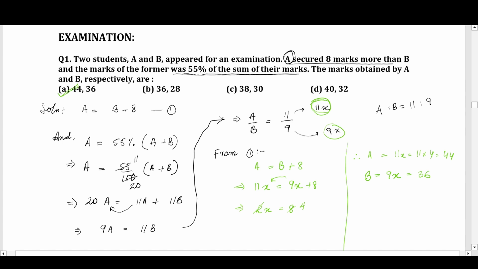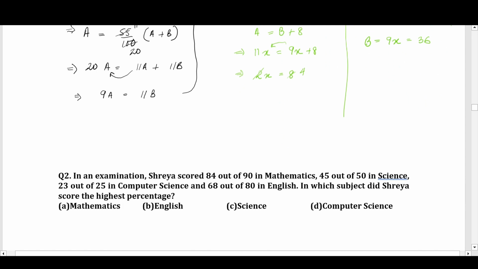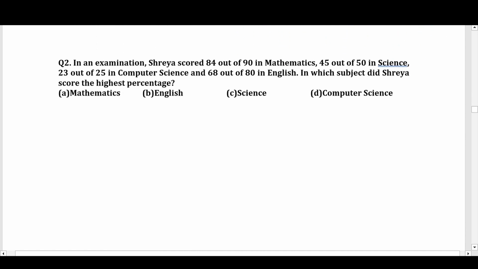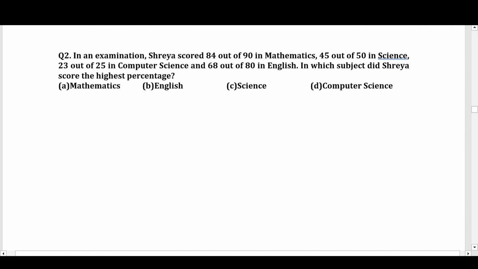Second question. In an examination, Shreya scored 84 out of 90 marks in mathematics, 45 out of 50 in science, 23 out of 25 in computer science, and 68 out of 80 in English. In which subject did Shreya score the highest percentage? Let's see. We have to find the percentage directly.